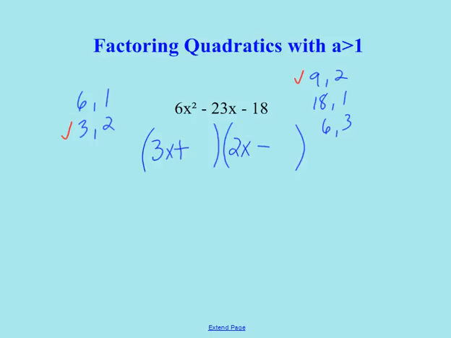And now we want the 3 to multiply by the 9, so we need to put the 9 here. And we want the 2 to multiply by the 2, so we put the 2 here. Now let's FOIL to check.